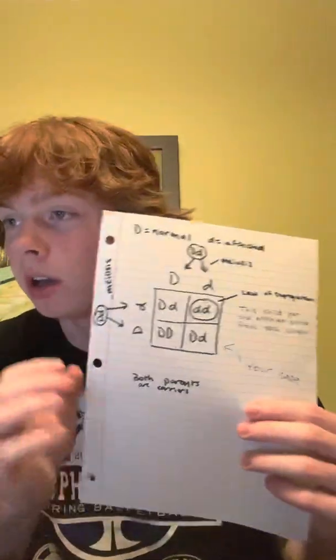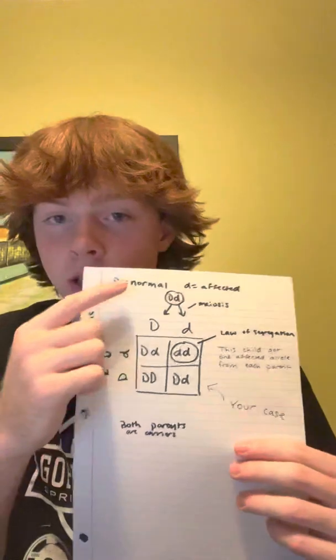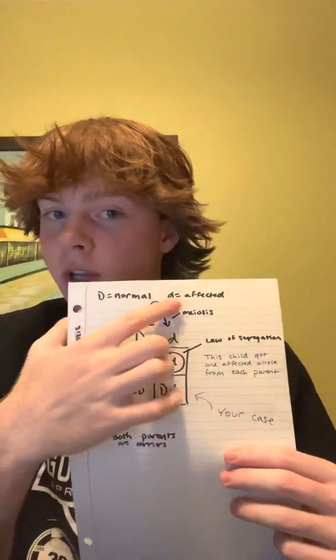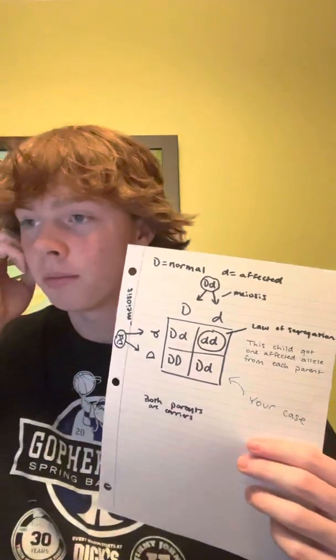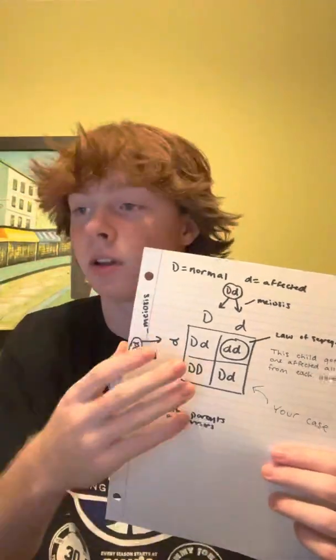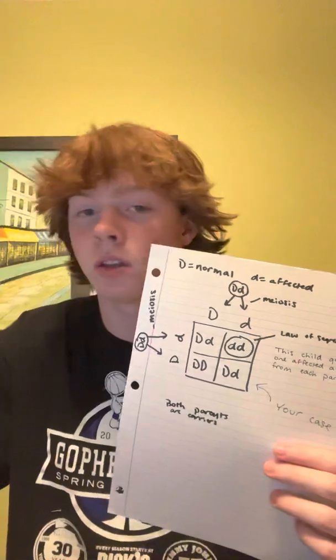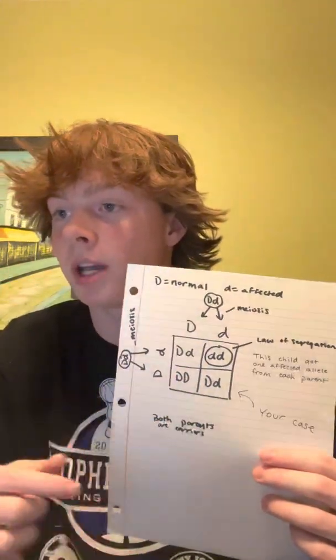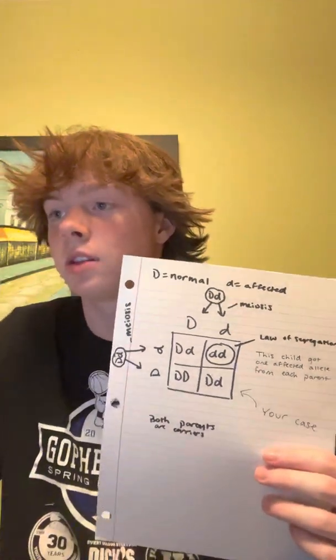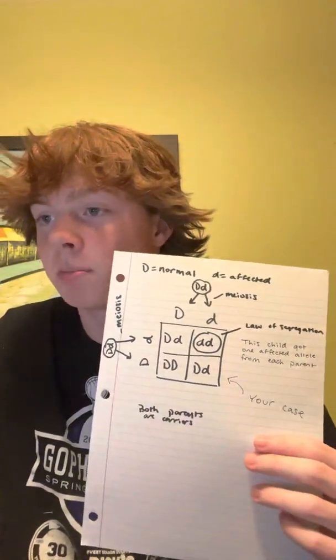As you can see, this is another Punnett square. With this Punnett square, an uppercase D represents a normal chromosome, and a lowercase d is an affected chromosome, or an affected allele, sorry. When the alleles combine, that's when you get the results in the squares and the possibilities to have the disease. The law of segregation is when the gametes split from each parent.